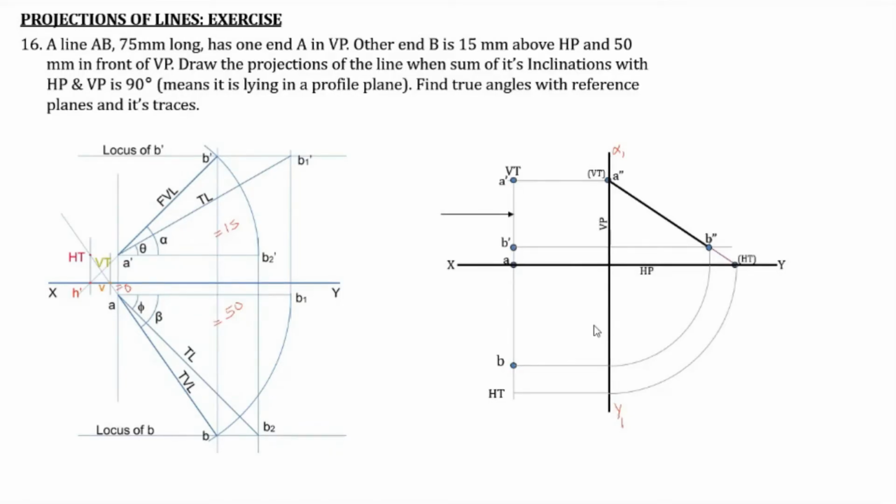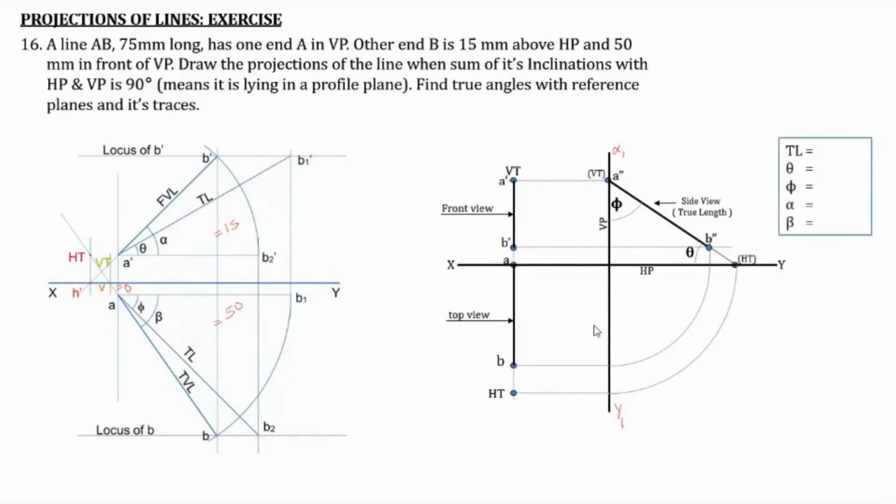That's it. You don't have to write this HP, VP, front view, top view, true length line, etc. Those are given for your understanding. A dash, B dash, then AB. This is the side view, that is the true length. Then the true inclinations with HP and VP are given. So then the true length, theta, phi, alpha and beta are written in the box as we mentioned.